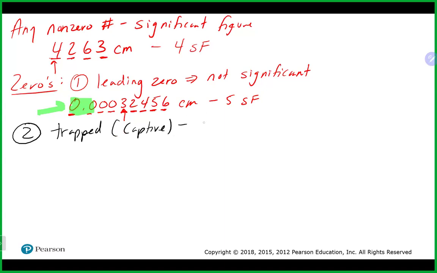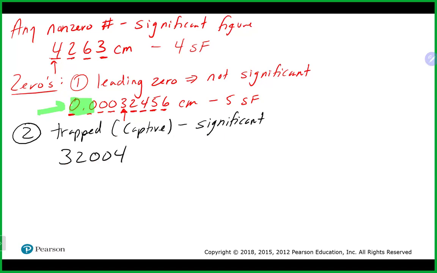These guys are going to be significant. These are basically zeros that are trapped between two non-zero numbers. So these are zeros that you find yourself looking at that are between two non-zero numbers, and these guys will be significant.